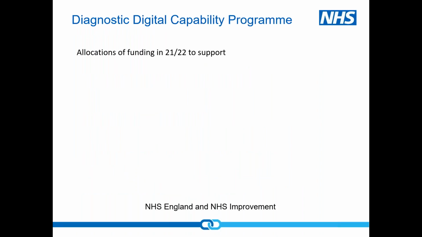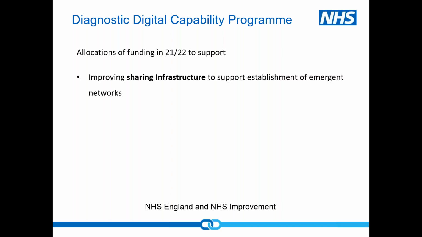So what does that mean in practice? In 21-22, we will be allocating some funding around improving the sharing infrastructure. So this is about potentially an interoperability platform, a VNA, the elements we looked at a moment ago, which allow trusts to link up their RIS and PAC systems and share their information a little bit more rapidly and efficiently, and move towards this idea of a global patient search and a shared reporting workflow.